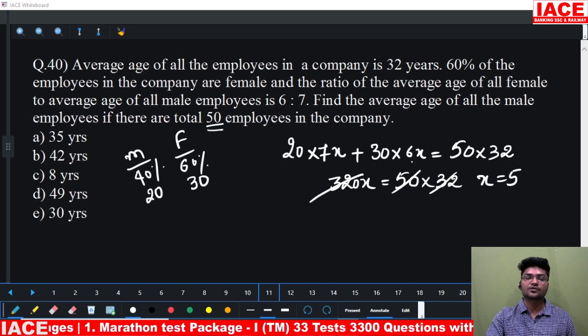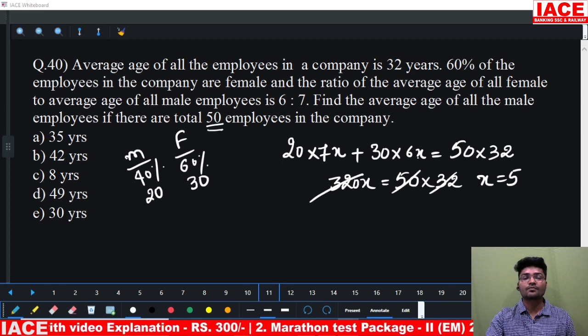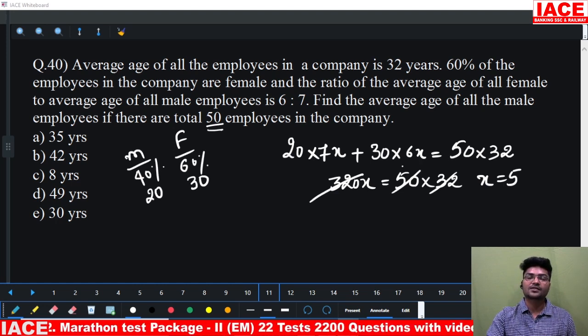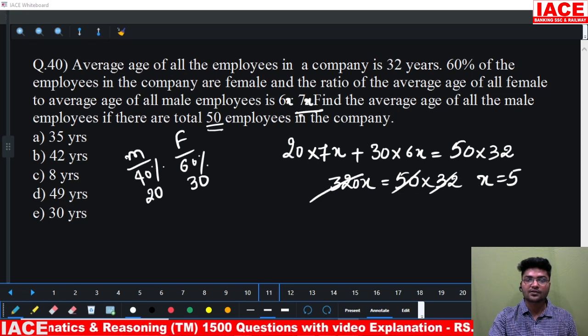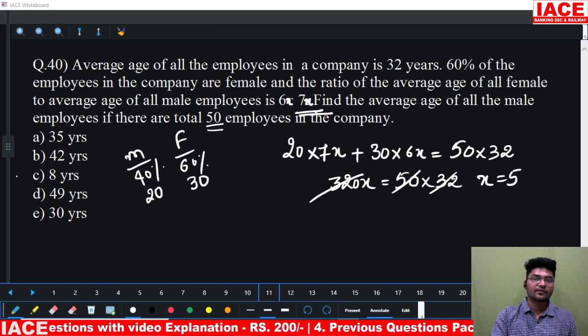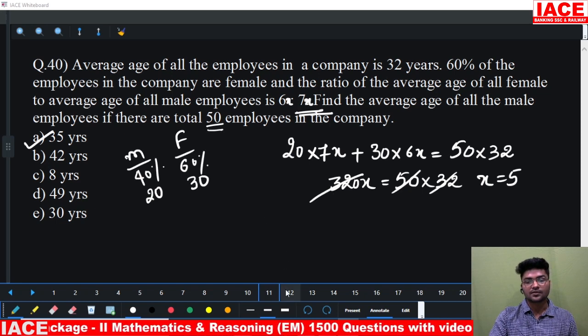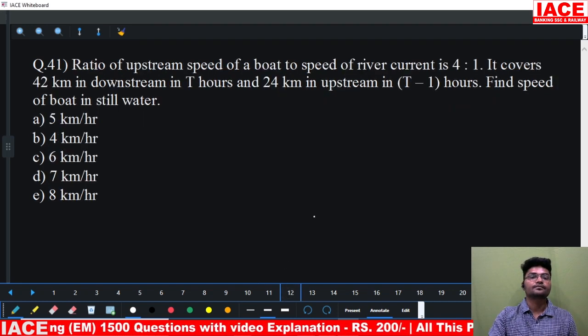Once I know x is equal to 5, what is this question asking? Find the average age of all the male employees. What is this x? We have taken this as 6x and 7x, no? So the average age of all male employees is 7x. 7x means 7 into 5. 7 into 5 is how much? 35. 35 means option A is the correct answer.